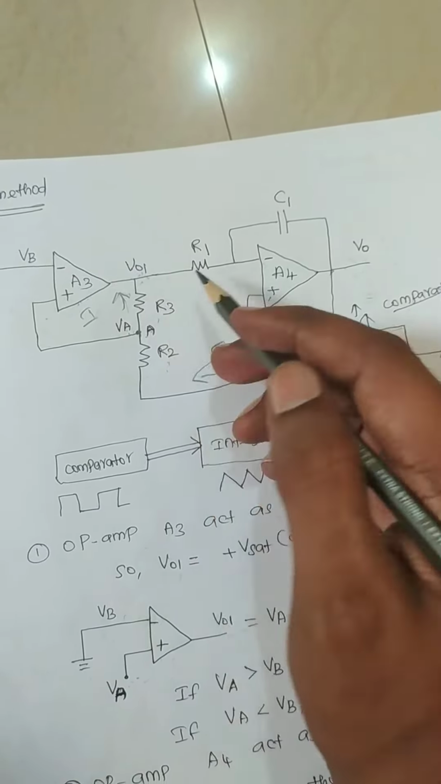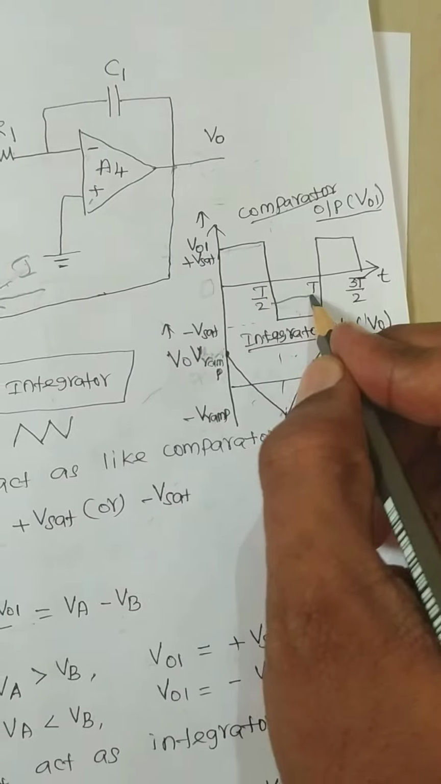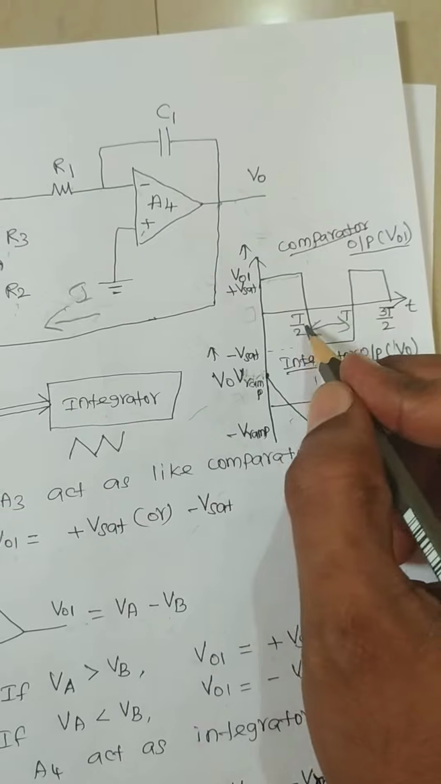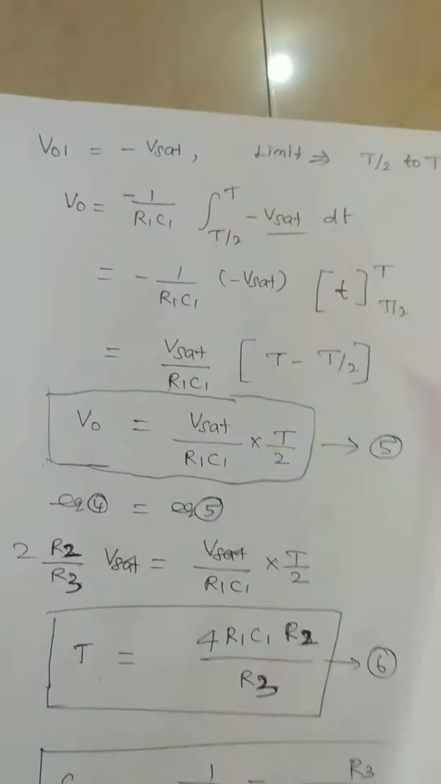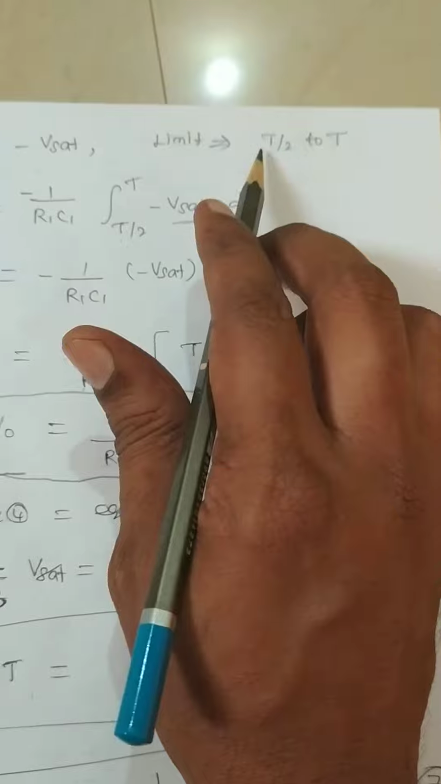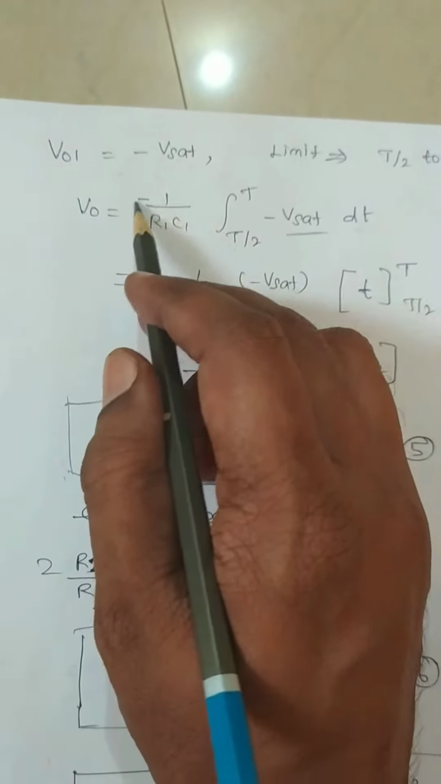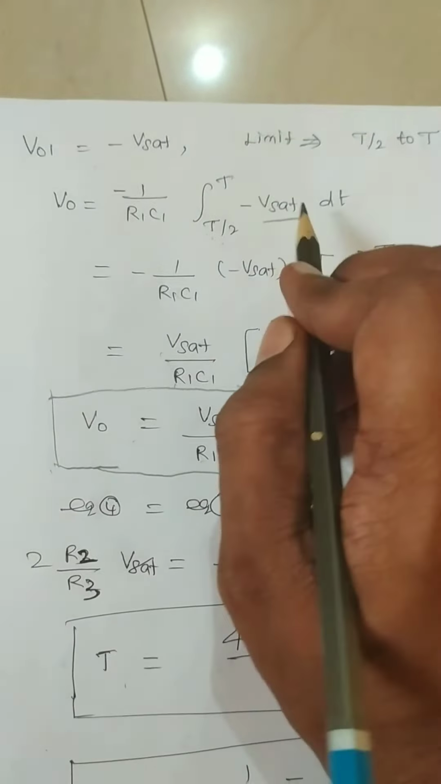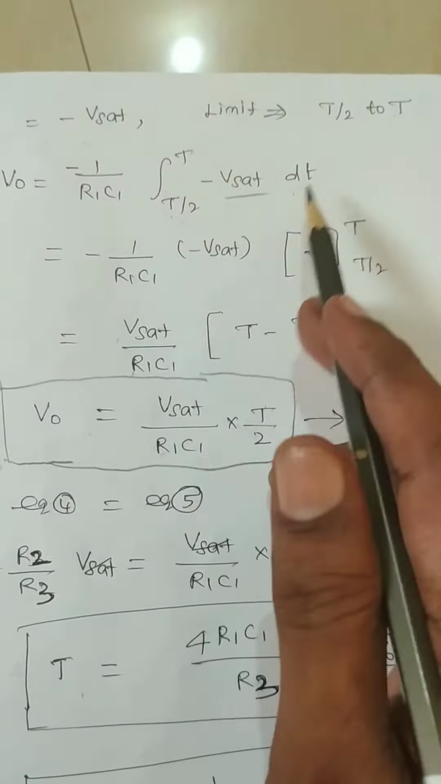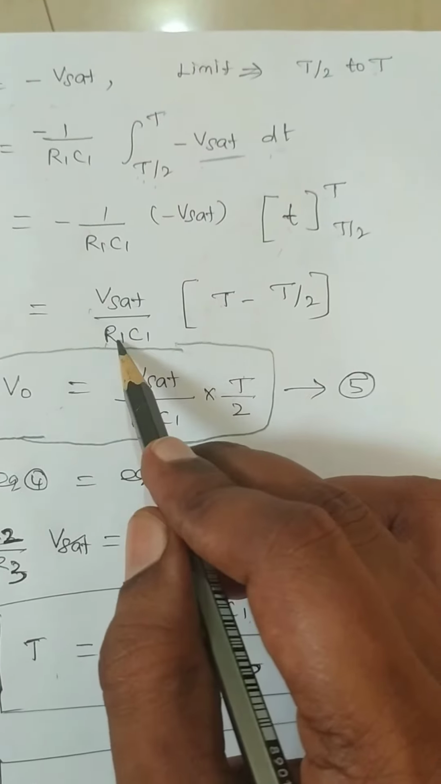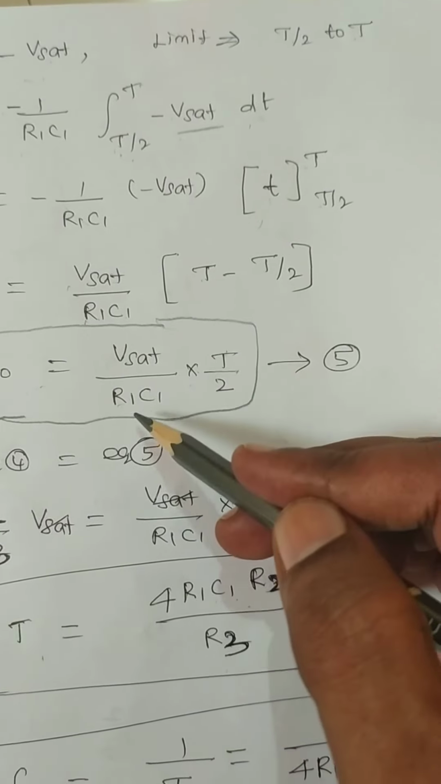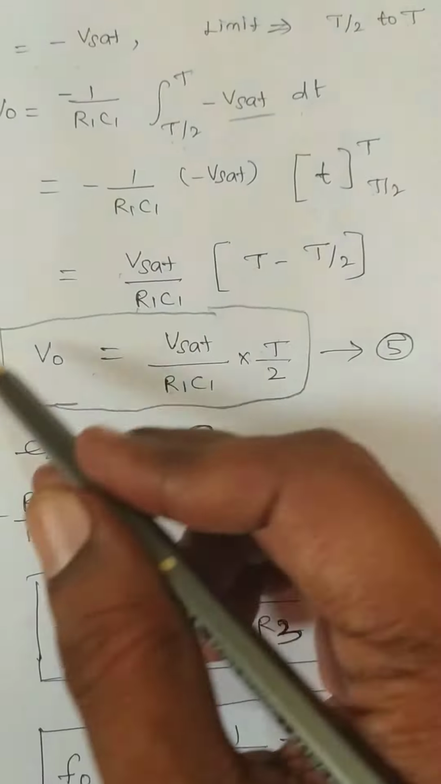And V01 is assumed to be minus VSAT. For example, I assume this is minus VSAT. At that time the limit will be T by 2 to T. So that is the limit of the circuit. And V0 equals minus 1 by R1 C1 times the integral from T by 2 to T of minus VSAT dt. Then integrating this equation, you will get VSAT divided by R1 C1 times T by 2. That is V naught.